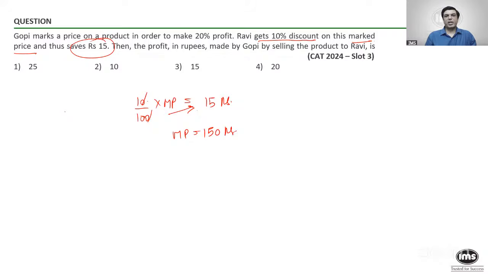Gopi has marked up the product by 20%. Gopi marks a price on a product in order to make 20% profit, which means whatever is his mark price, which is 150 rupees, it is 20% more than his cost price. If we just take LCM here, we are saying that 150 rupees, that is his mark price, is 6 by 5 times the cost price.